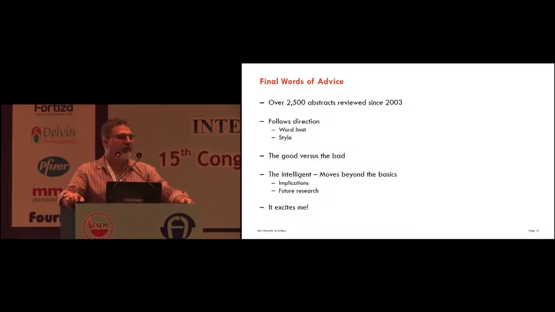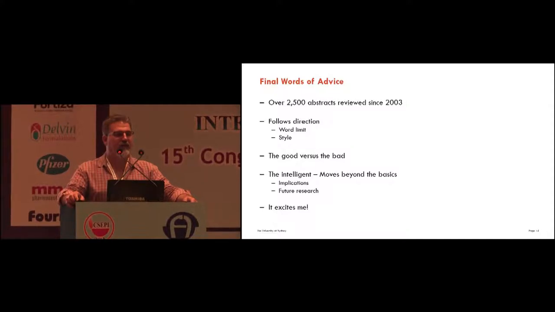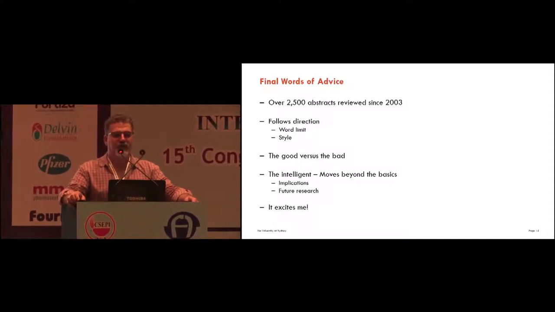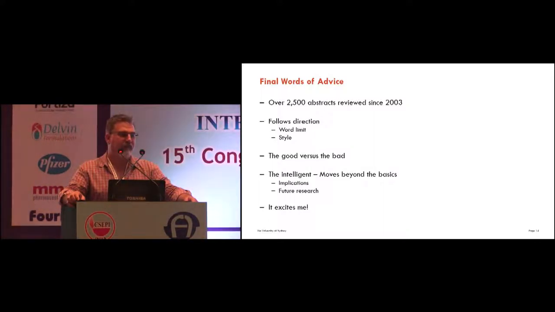I have kept a copy of every abstract I have ever reviewed. My first conference for reviewing abstracts was in 2003. I have reviewed over 2,500 abstracts in that time. So in 15 years, I've reviewed 2,500 abstracts. I actually have a file of every abstract I've reviewed for a conference. What have I learnt?